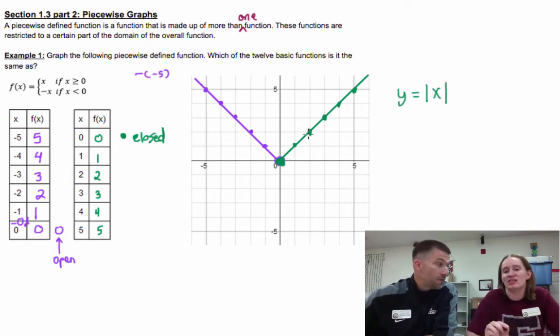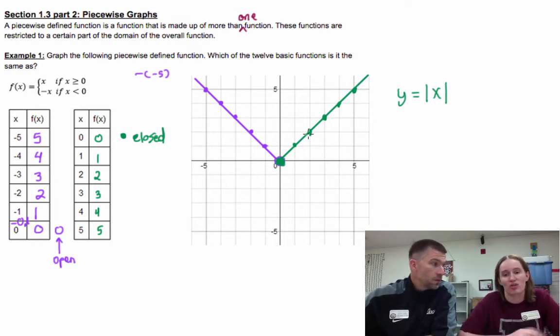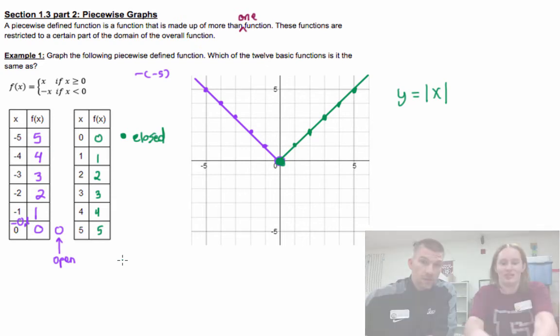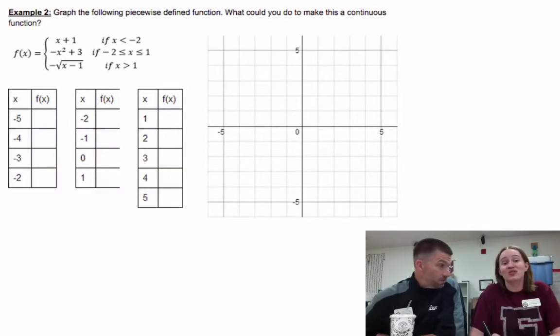No, not very often. Normally, our piecewise graphs look crazy. Yeah, like you wouldn't believe. Yeah, I agree. Okay. But that's it for this one. Okay, done? Yeah. We're done. Good talk. Example 2, let's do another one.